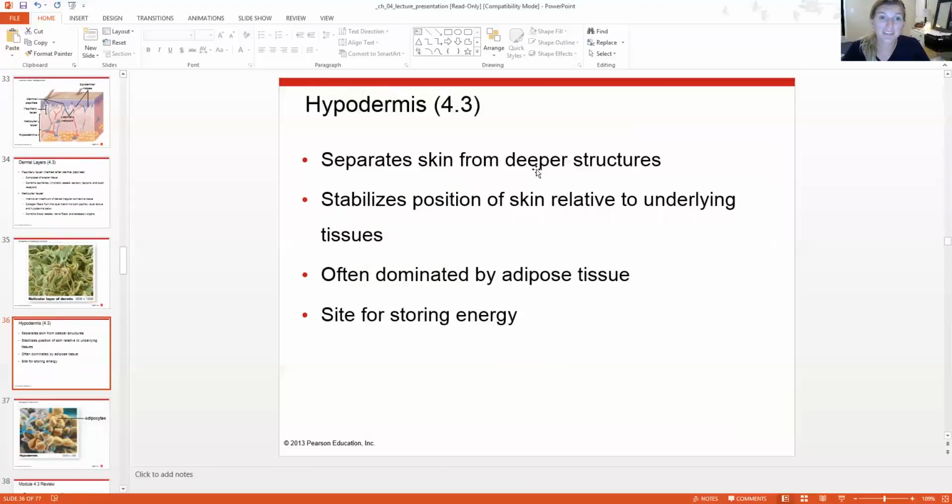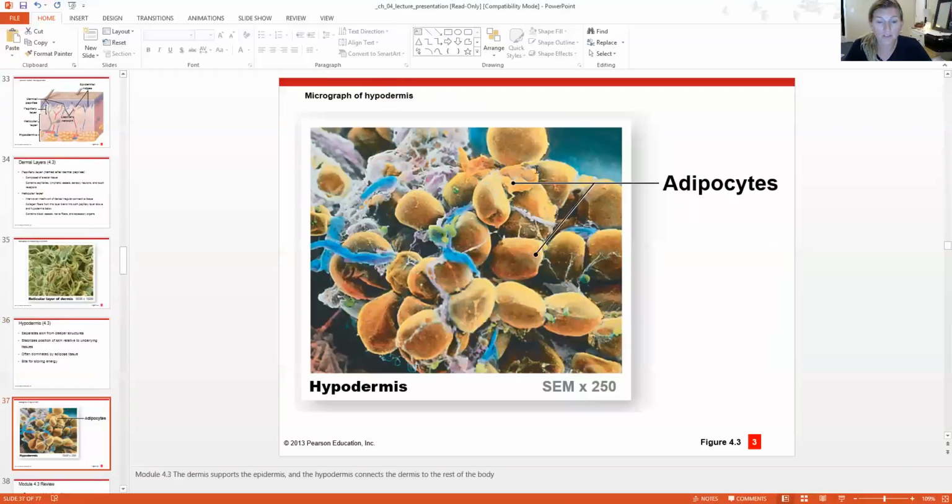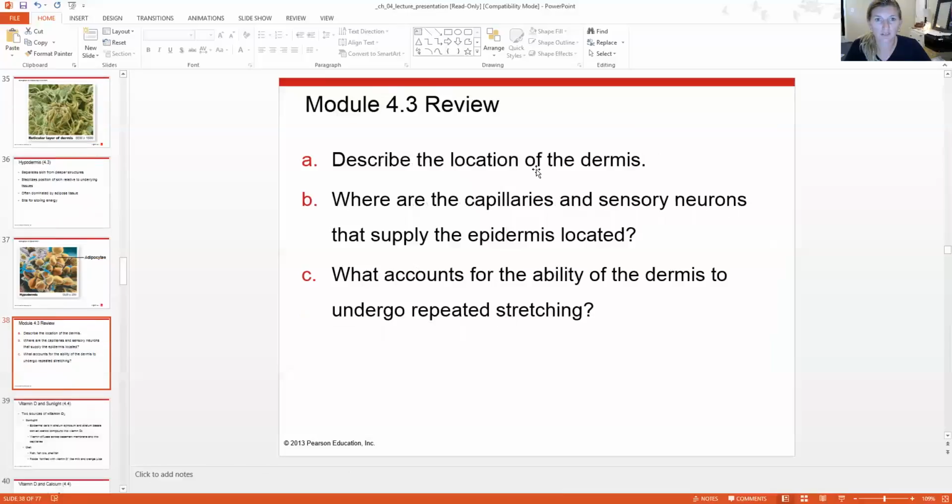The hypodermis is the deepest. This is separating the skin from deeper structures like organs or muscles or other fascia that's below the skin layer. It's also helping to stabilize the skin and keep it in place. There's lots of fat in this area. And this is a site where energy is stored, right? That's the overall purpose of body fat. There's those adipocytes, nice and full of fat. They look like little bubbles, yellow bubbles, kind of creepy.